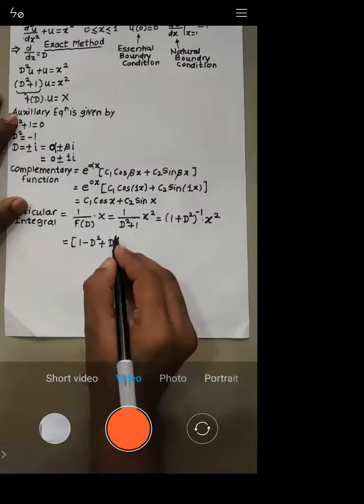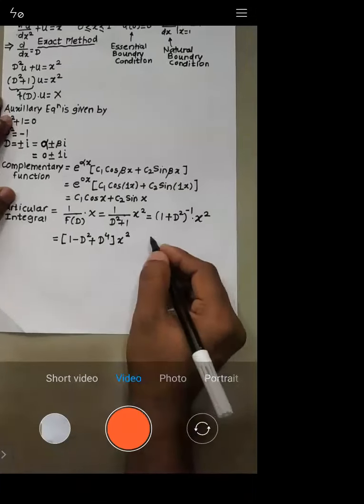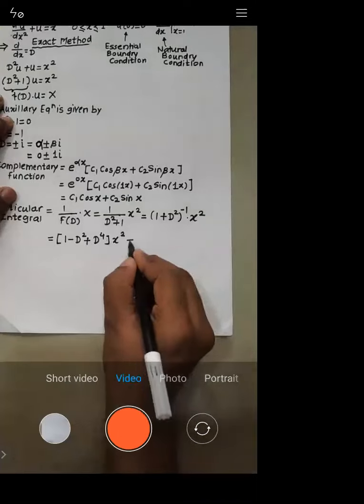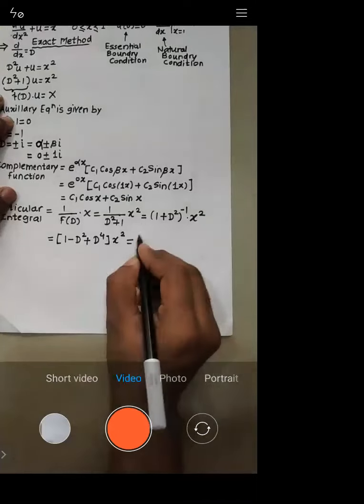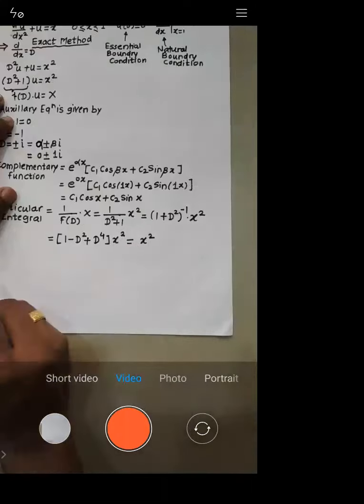See, the third derivative is 0, right? So into x square. Okay, into x square. So what I will do, I'll multiply. See, what is x square into 1? It's x square. Is it okay? X square into 1, it's x square.